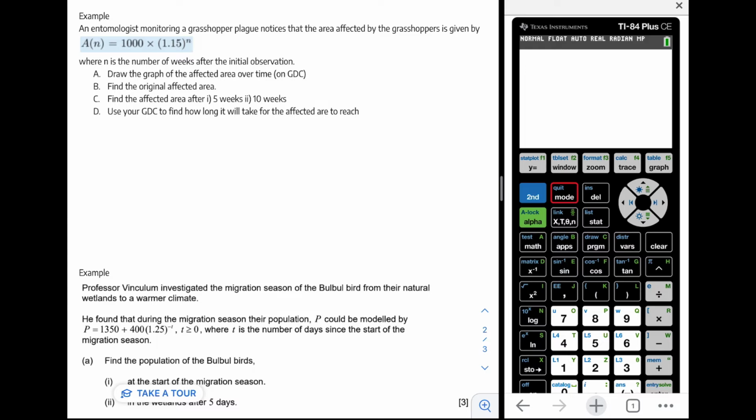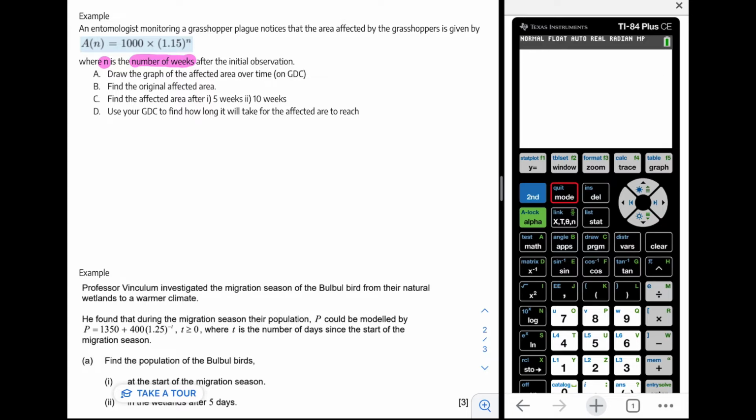Okay, let's look at our first example for exponential functions. An anthropologist monitors a grasshopper plague, and notices that the area affected by the grasshoppers is given by this function, where n is the number of weeks after the initial observation. I'm going to highlight the important information, where n is the number of weeks. Draw the graph of the affected area on your GDC.